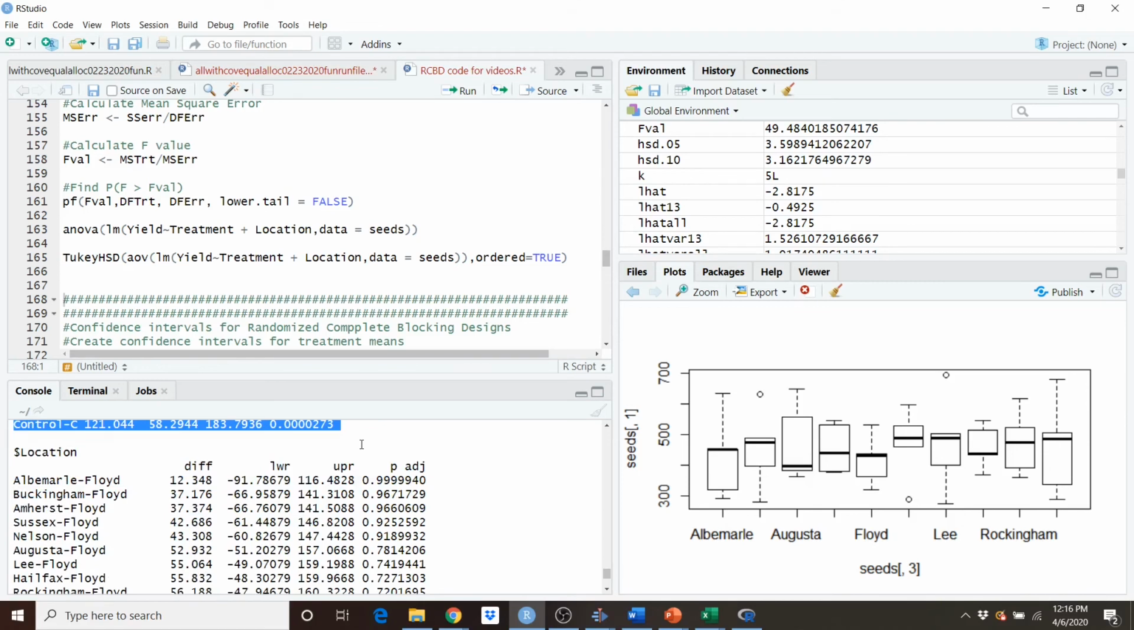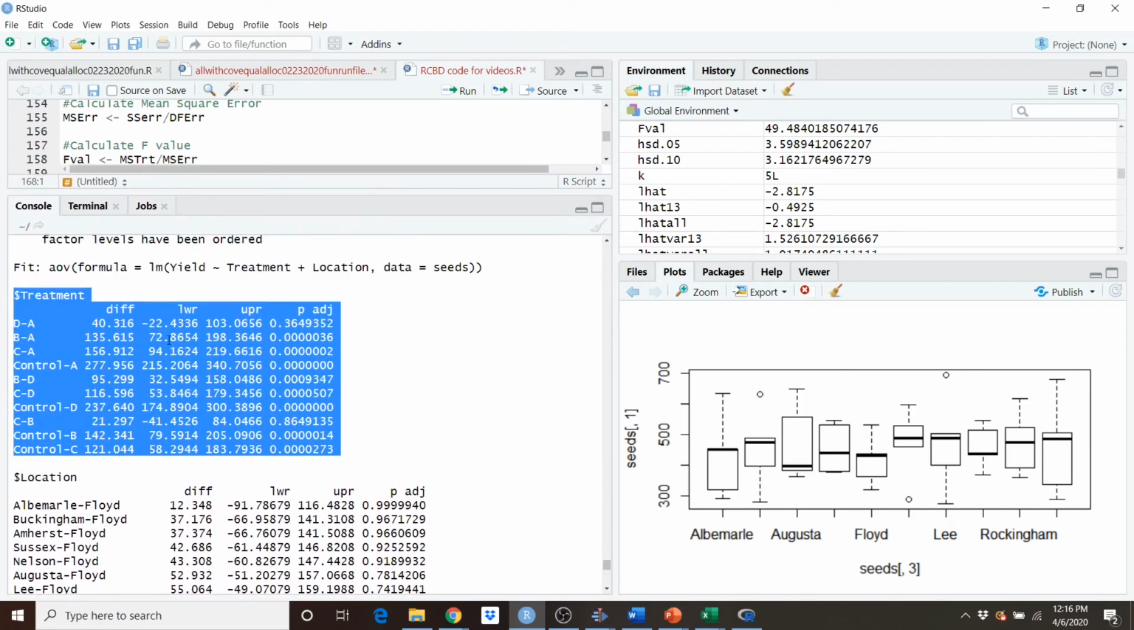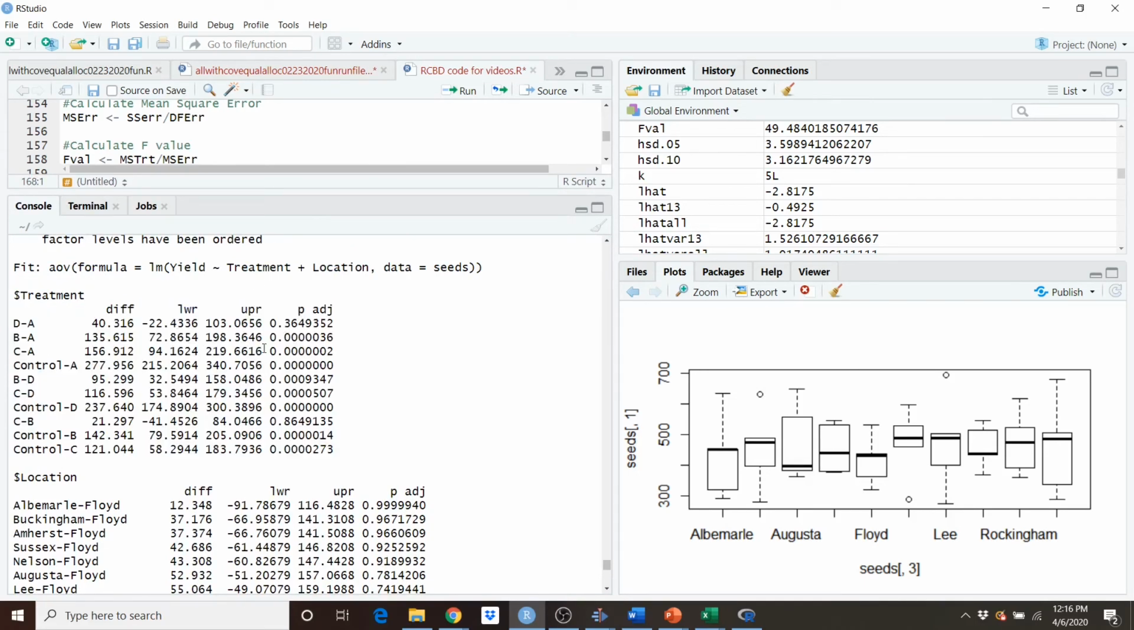And notice what we have here. D and A are similar. B and A, C and A, control and A, B and D, C and D, control and D, control and B, and control and C are all different. However, C and B and D and A are similar. So D is similar to A, C is similar to B.